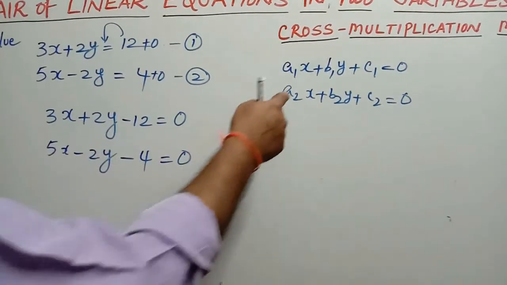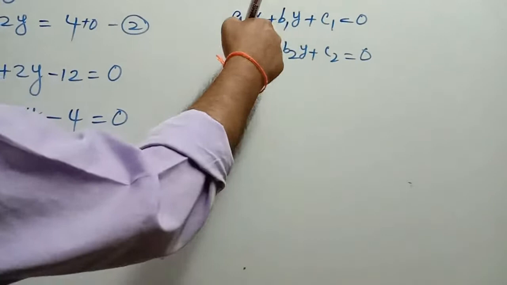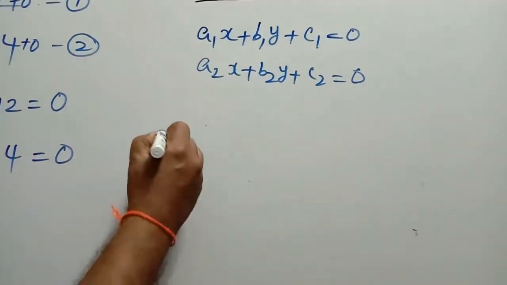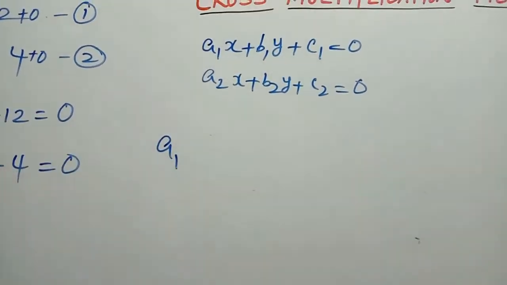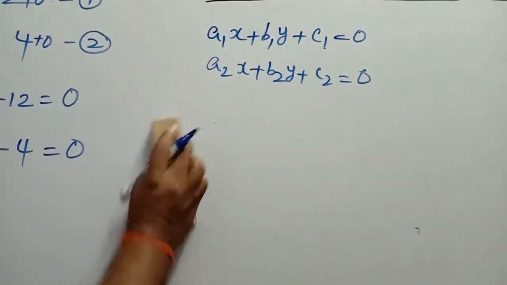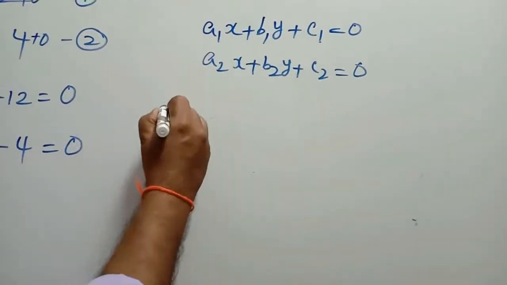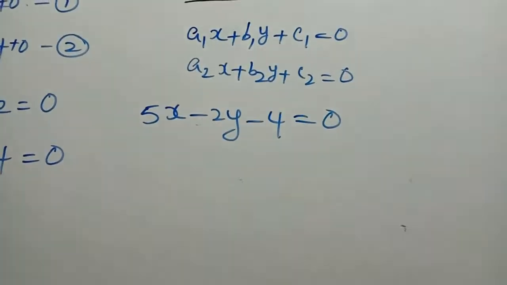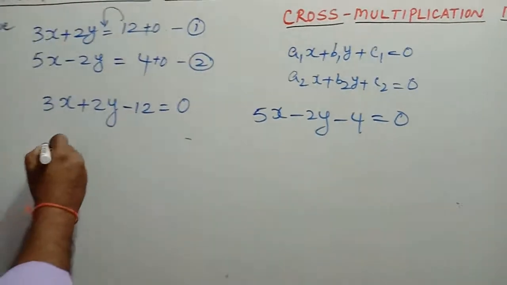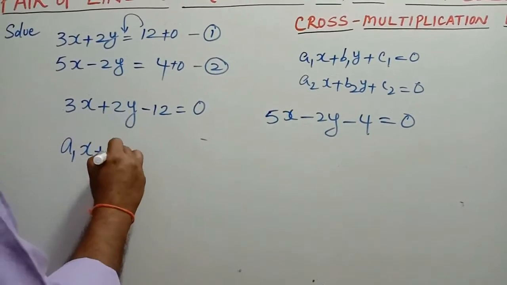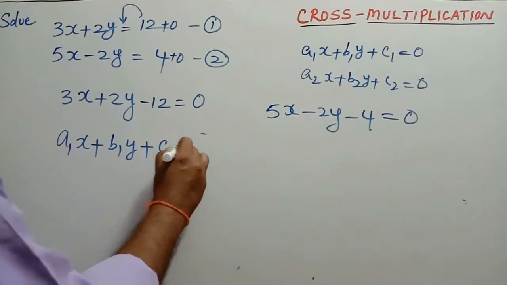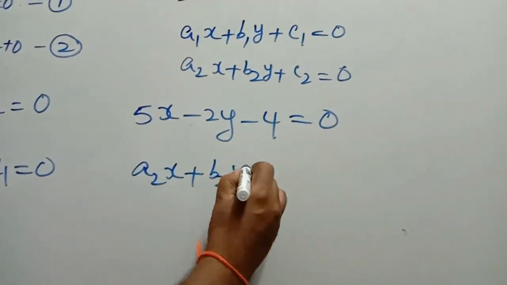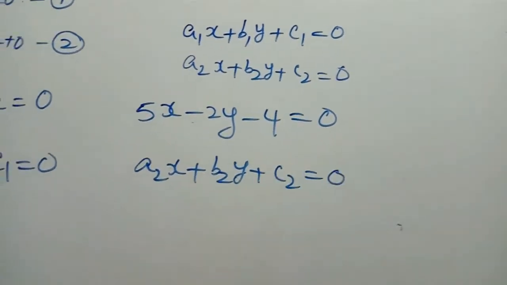Actually, the important thing is here: a1x plus b1y plus c1 is equal to 0, a2x plus b2y plus c2 is equal to 0. Here I am writing the equations: 3x plus 2y minus 12 is equal to 0, 5x minus 2y minus 4 is equal to 0. Just compare.